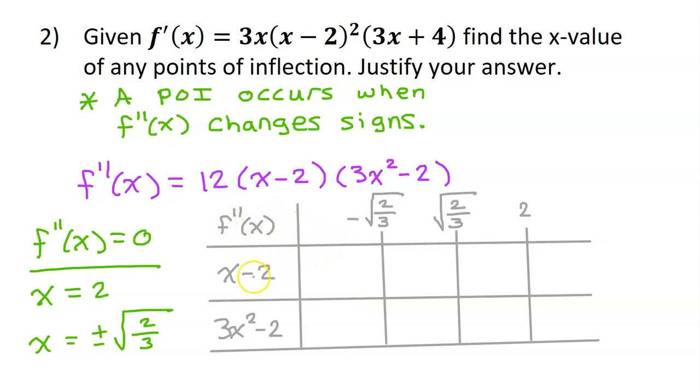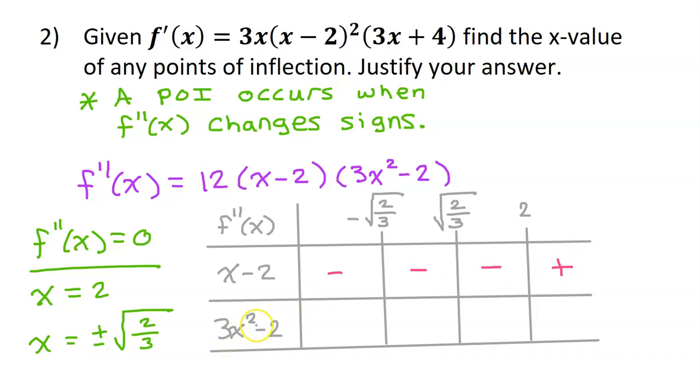Anyways, we need to decide whether these factors are positive or negative in each interval. The x minus 2 factor gave me the 0 of 2. So this is sort of the cutoff right here. And I know that x minus 2 will be negative to the left of 2, and it will be positive to the right of 2.